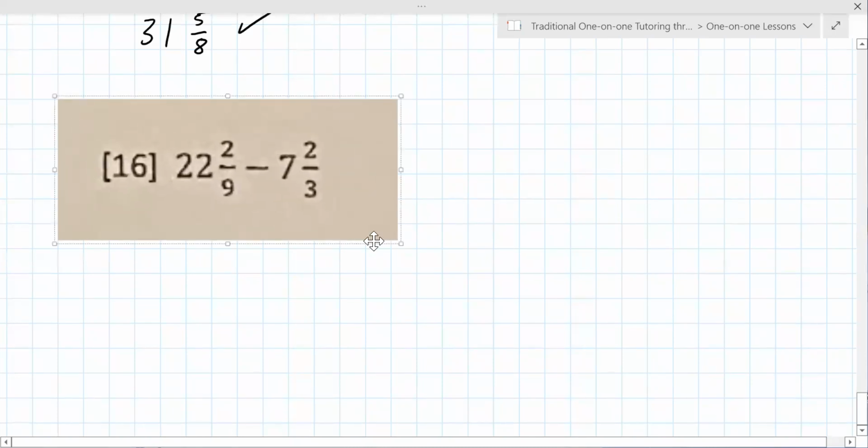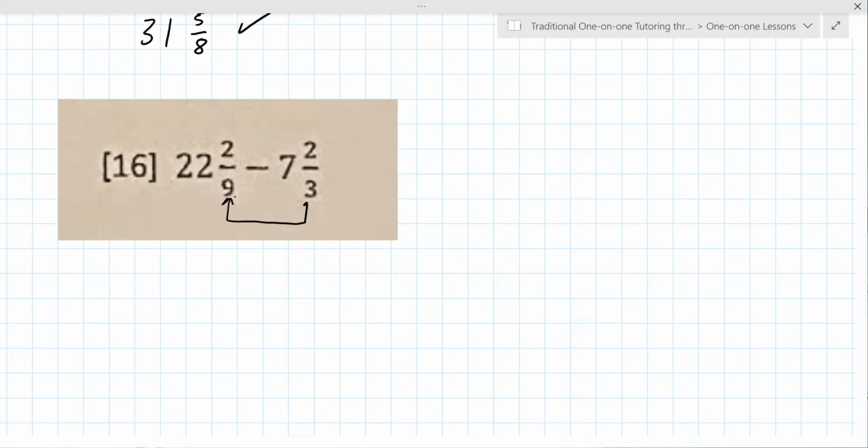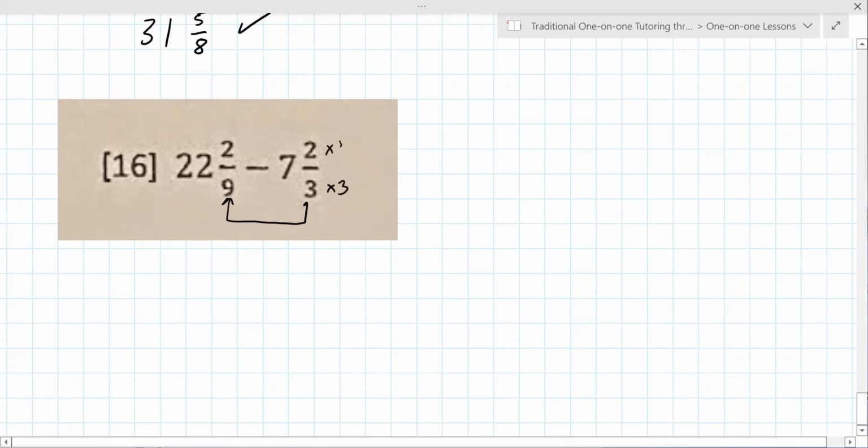The difference in this problem is that the fractions are now different. Do you remember how to make a common fraction between them? You could multiply them together, but actually 3 goes into 9, so you can multiply the top and bottom by 3. So this becomes 22 and 2/9 minus 7 and 6/9.